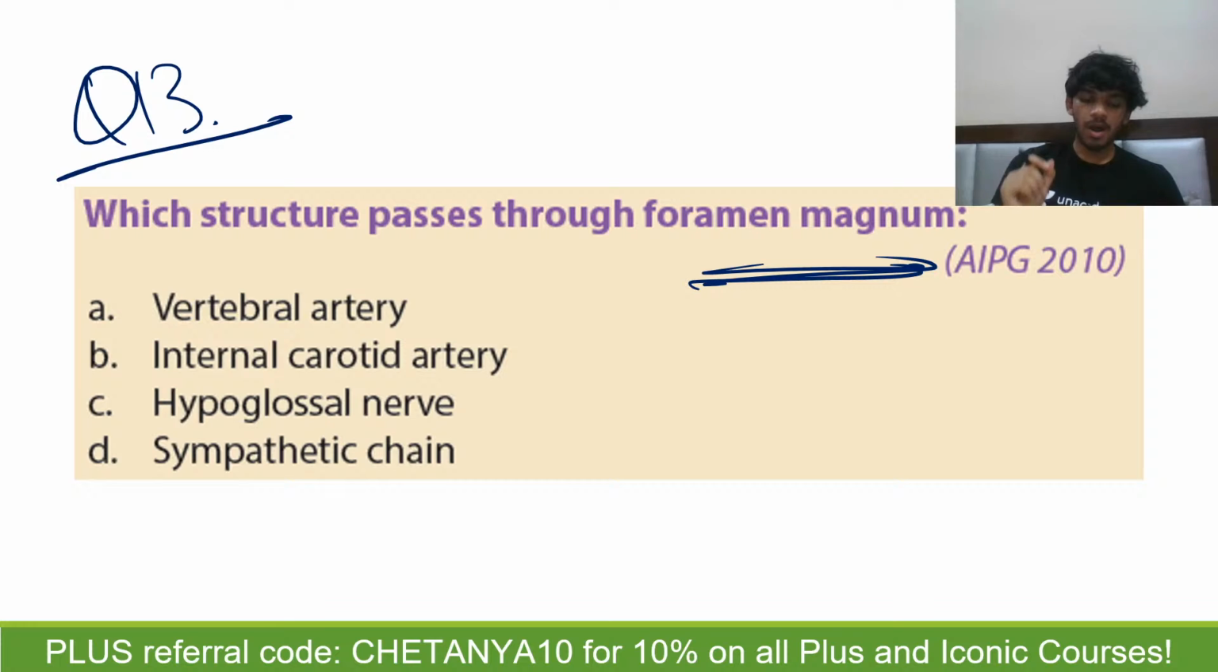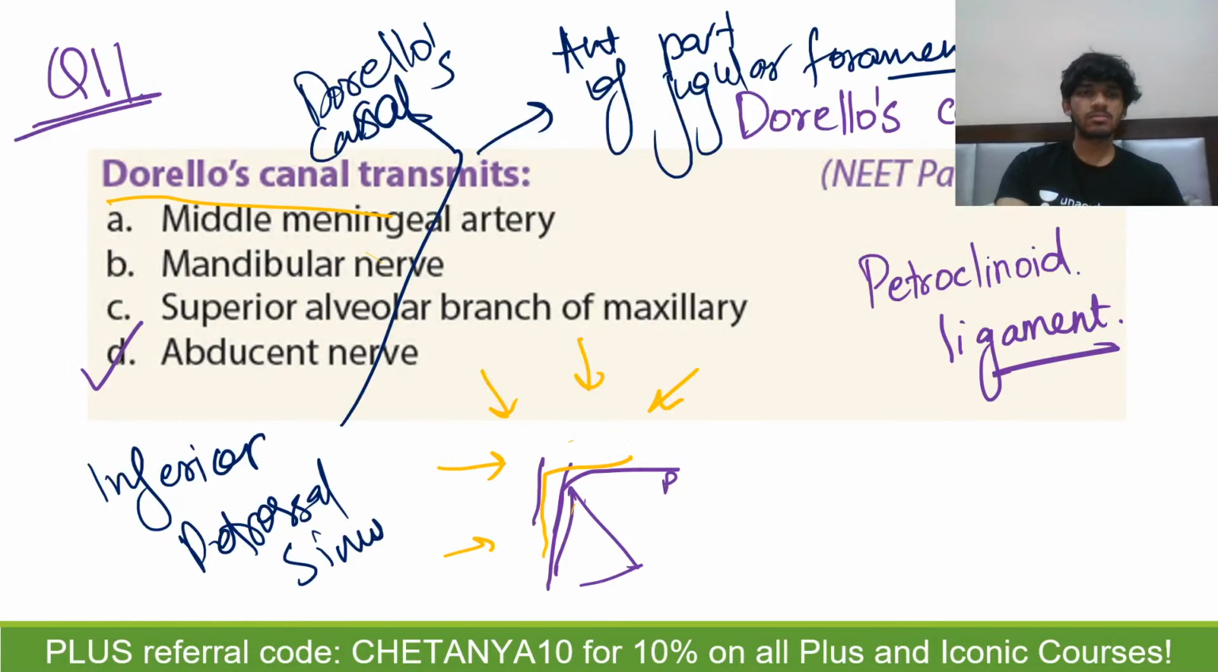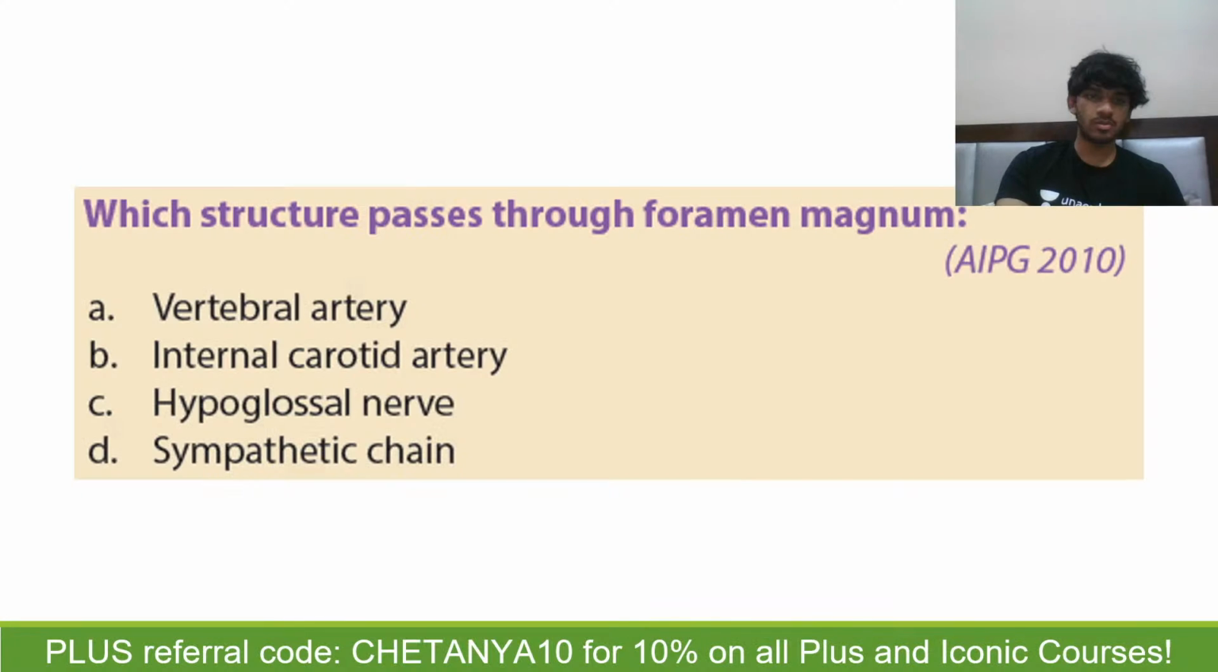Which structures pass through the jugular foramen? Oh, sorry, inferior petrosal sinus. Did I say infrapetrosal? Inferior petrosal.